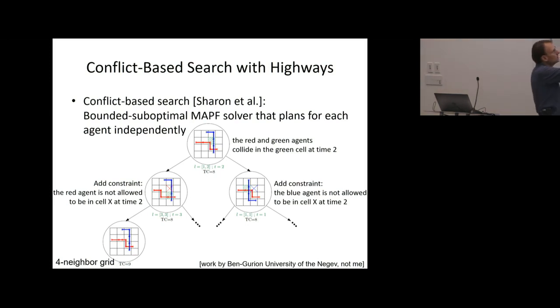The blue agent doesn't need to replan, because whatever path it found here, since it doesn't have a new constraint, is fine. The red agent now needs to satisfy this constraint. It needs to find the shortest path from the start to the goal, not taking the blue agent into account, but obeying this constraint. And if you think about it, that we can do very easily. Okay, it's standard A-star search.